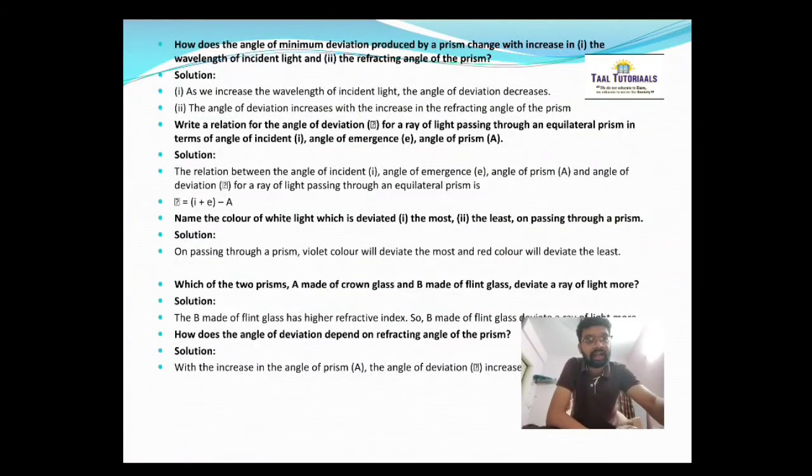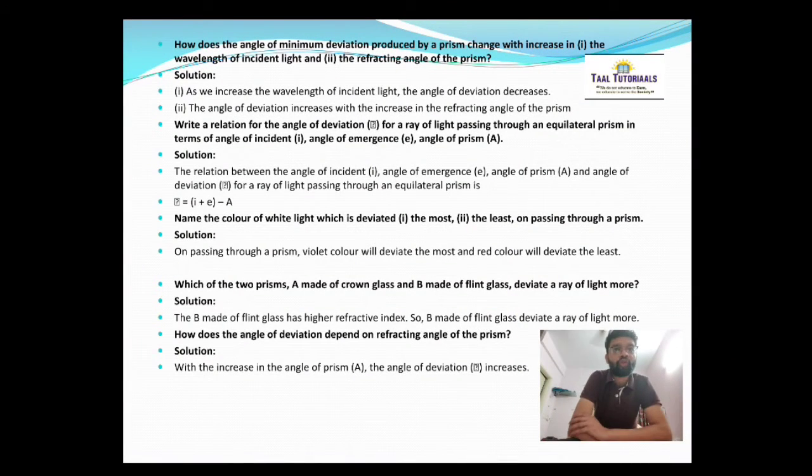Now, I have a small bunch of questions here. First question: how does the angle of minimum deviation produced by a prism change with increase in, first, the wavelength of incident light, second, the refracting angle of the prism? As we increase the wavelength of incident light, the angle of deviation decreases. Second, the refracting angle of prism: the angle of deviation increases with the increase in refracting angle of the prism.